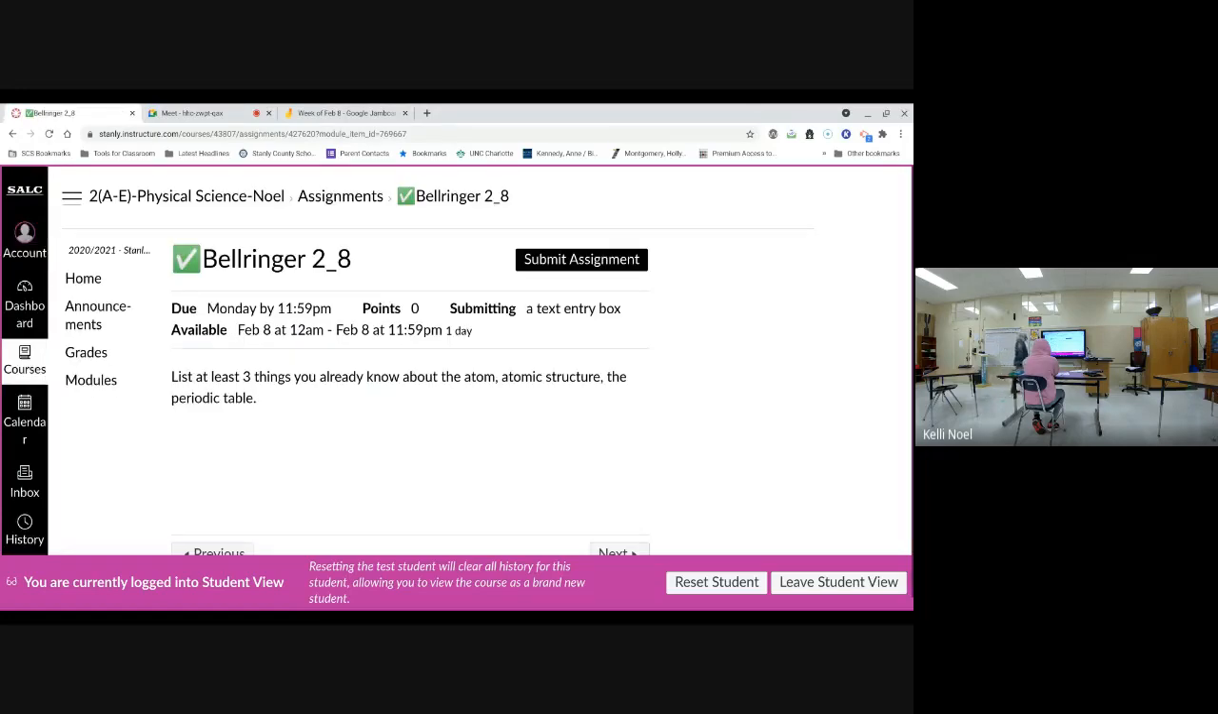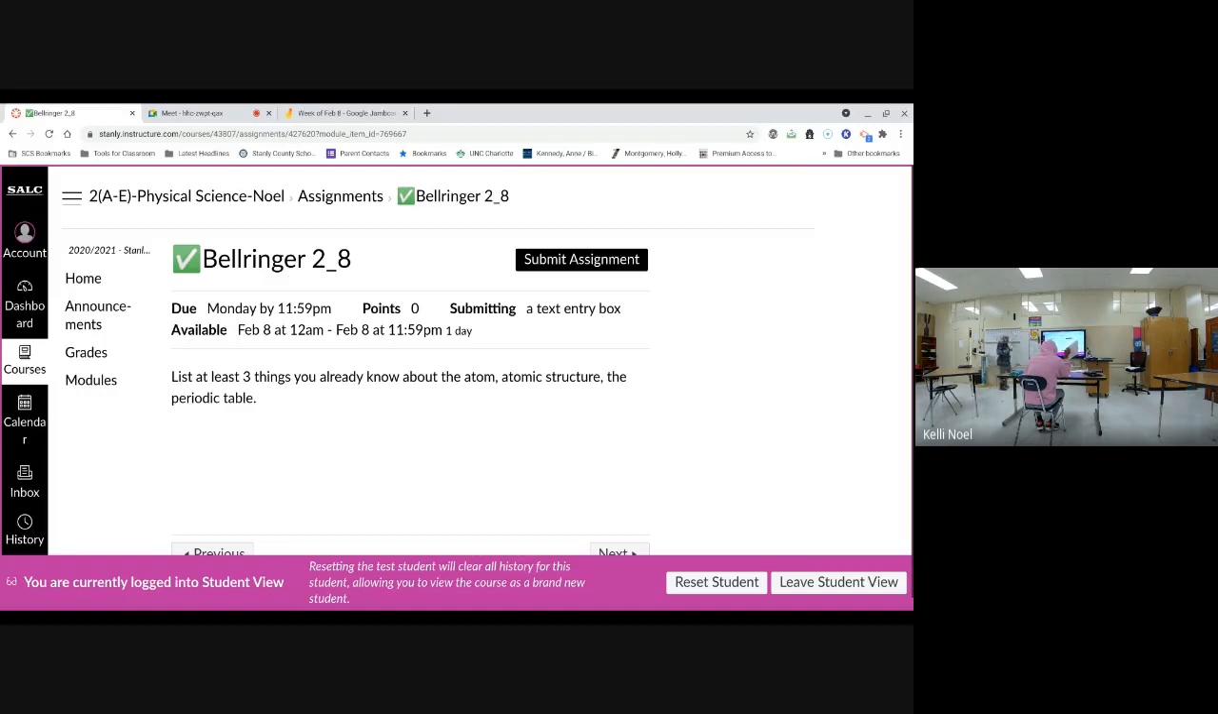All I have here is 3 things that you already know about the atom, atomic structure, or periodic table. Three elements, periodic table. Well, of course. Does anybody know how many elements there are? Look at the numbers on the periodic table. What does yours go up to? Well, okay, we'll look at this one right here.